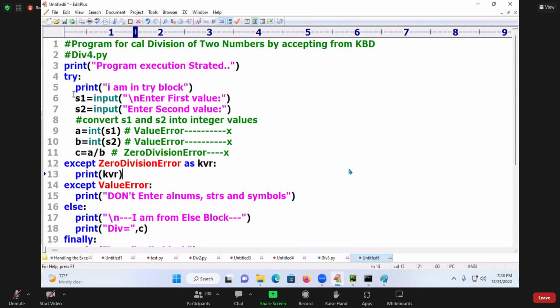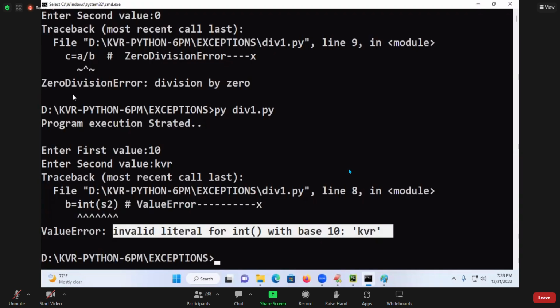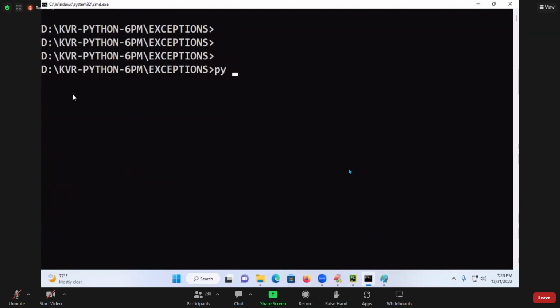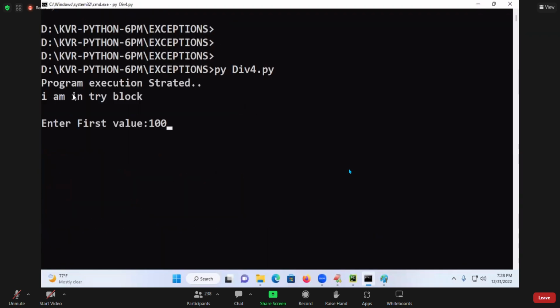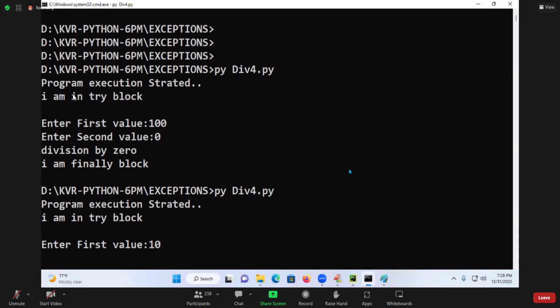4.py. ZeroDivisionError as Z. Not only that, KVR I will take. I will print. Not only that, you can print KVR. What does KVR come with? The message occurring due to what? ZeroDivisionError will come. What is coming? The division by zero message is there, that I am capturing. ValueError as what? HYD. Any name you can take, any variable name.